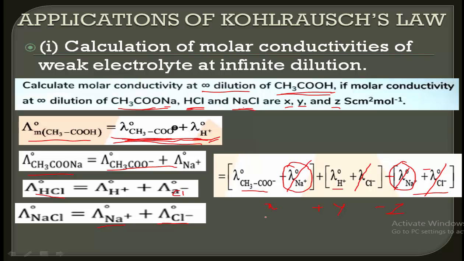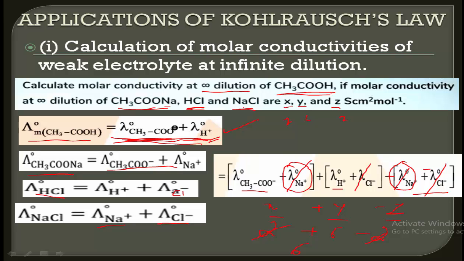Here, if we add X and Y and if we subtract Z, we will get the limiting molar conductivity of acetic acid. Hence I have taken it like this. Suppose the X value is 2, the Y value is 6, and the Z value is 2. Then we get 2 plus 6 minus 2. So the 2 gets cancelled out, and the answer will be 6. So that is the limiting molar conductivity.